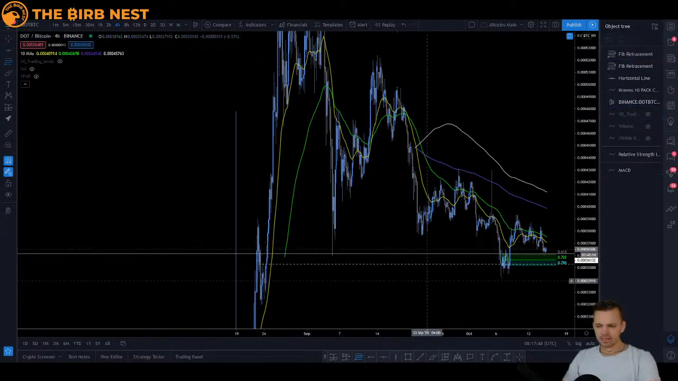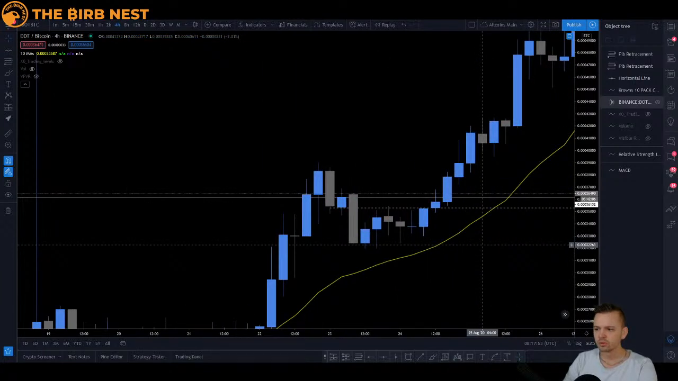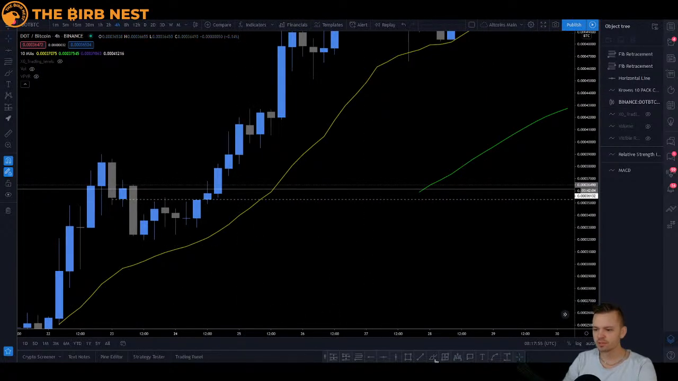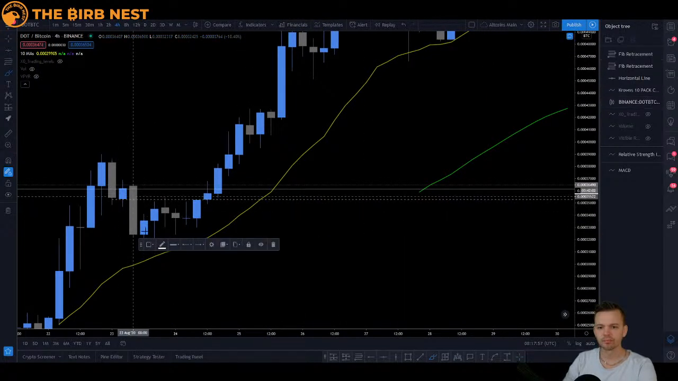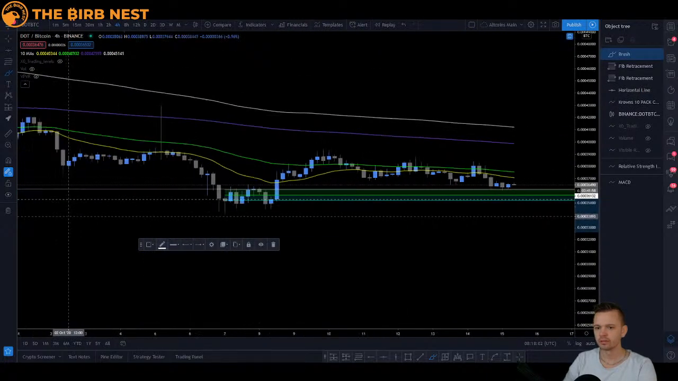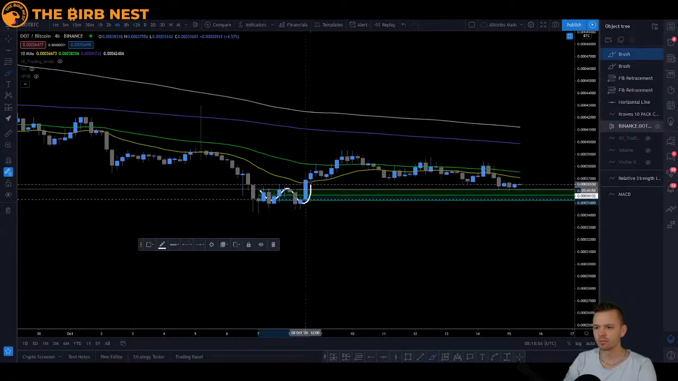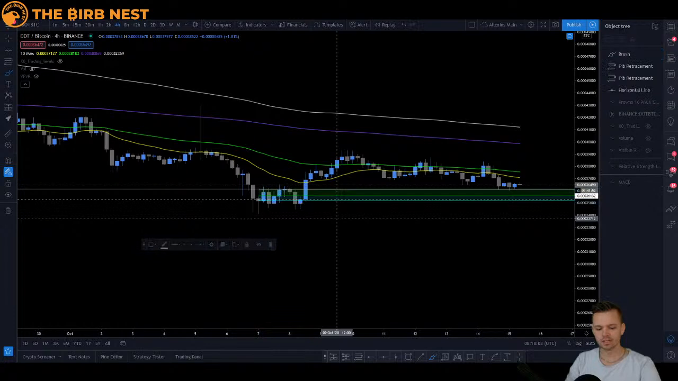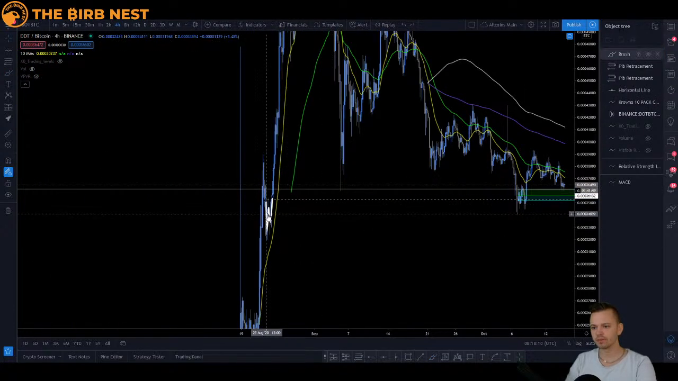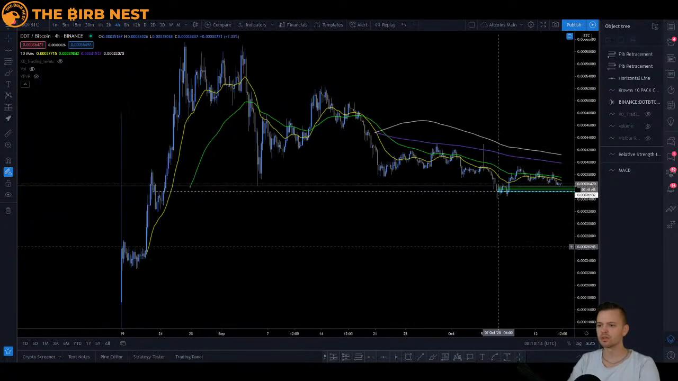Yeah, I kind of like this. With the same type of pattern right here. Came down and you tested that beautifully and created a double bottom right on that one too. So this could actually be a decent entry. So let's see if we can find anything similar on .usdt.